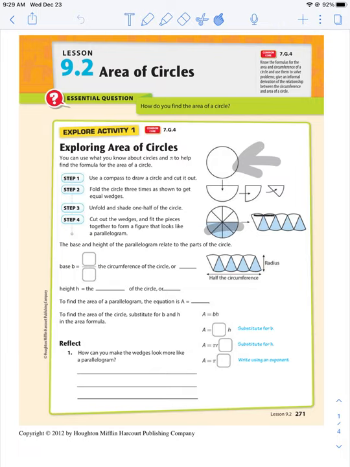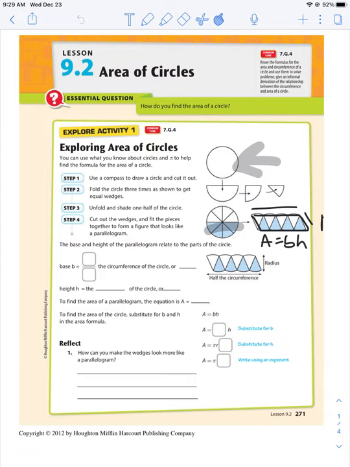Remember, a parallelogram has 2 sets of parallel lines. It's kind of like a sideways rectangle or like a slanted rectangle. And to find the area of a parallelogram, it's still base times height. So it's still this length, but instead of measuring the slanted length, you're just measuring the height. Okay, so the base and height of the parallelogram relate to the parts of a circle.